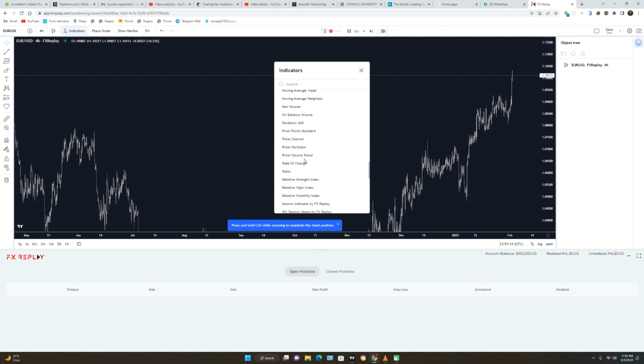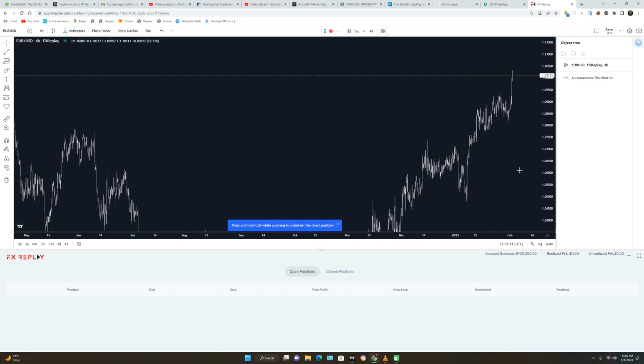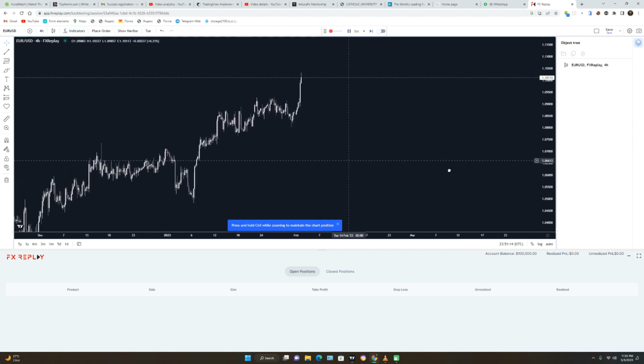Okay, so the indicators they have are the default ones. They don't have the ones that people created and added. So these are the default indicators in TradingView, and all of them are bad. Just trust me, all of them are bad. If you click accumulation distribution, what is this? Who uses this? So I cannot use indicators, which is kind of bad.